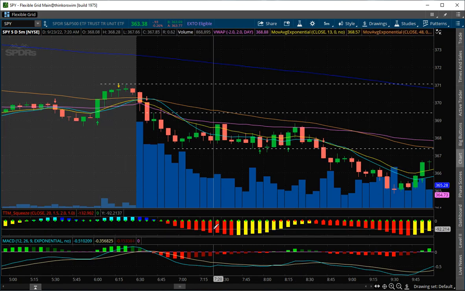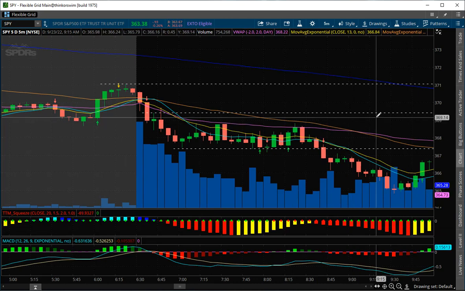Use that. Load it up. It helps you read the trend pretty good most of the time. Maybe until 10 a.m. when it starts showing weakness.